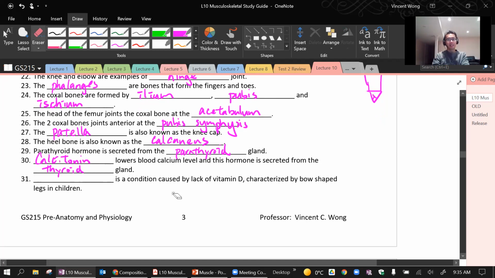If a kid does not have enough vitamin D, they will not have enough calcium to ossify their bones. And it's going to have a condition that is characterized by bowl-shaped legs in kids. That's called rickets.